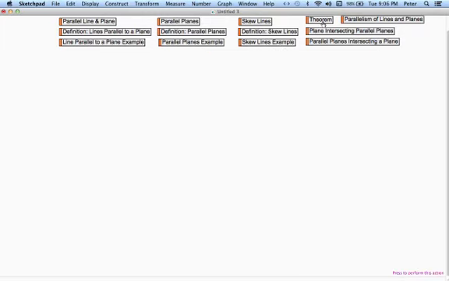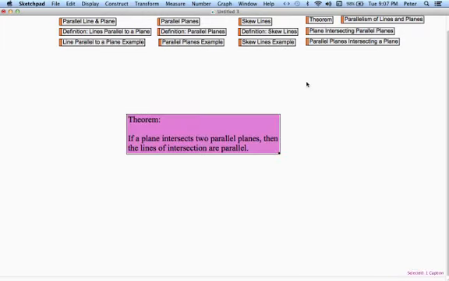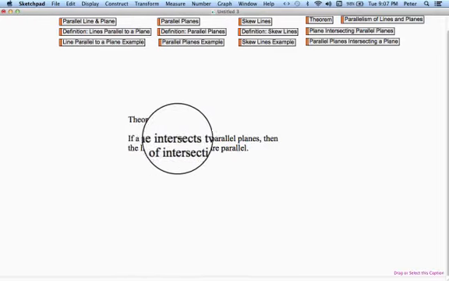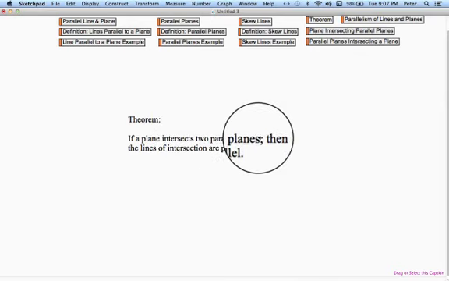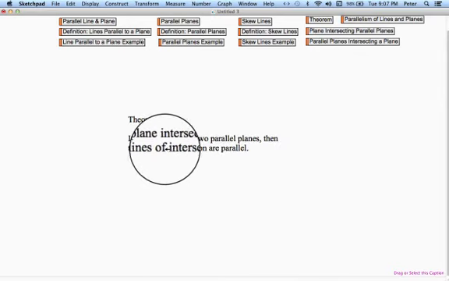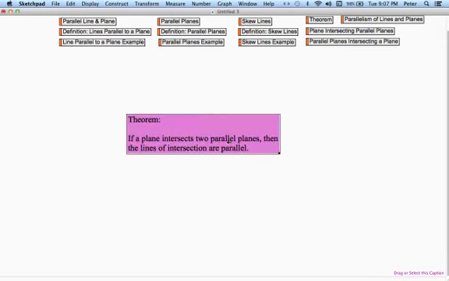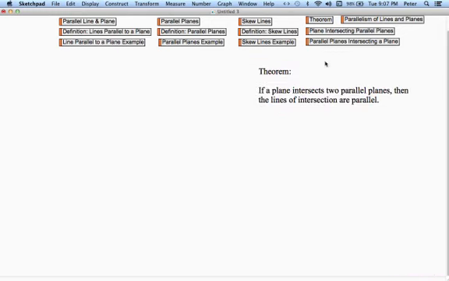Okay, well, all this brings up a theorem. And it's simply that if a plane intersects two parallel planes, then the lines of intersection are parallel. Get that in your notes. If a plane intersects two parallel planes, then the lines of intersection are parallel. Well, let's take a look at an example of that.